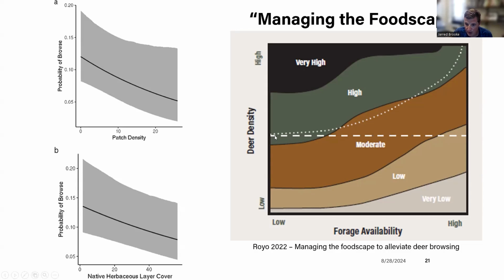So if we have a stable deer population, what we see is that if we have low forage availability, we may have high deer impacts, but as we increase the forage availability on the landscape, that impact is moderated by the amount of forage that's available. So, if we have high forage availability, lots of forest openings, lots of herbaceous cover, lots of grasslands and areas that deer can find food, then the impact those deer are having is spread out across the landscape, and it's less.